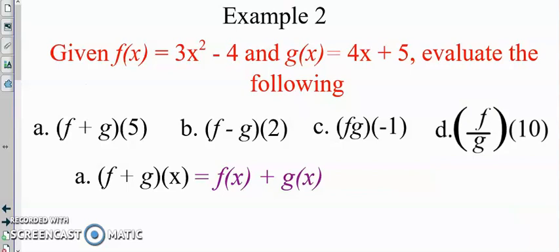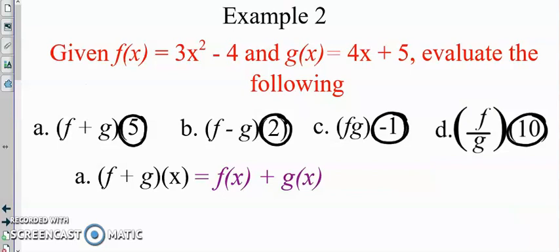And hopefully you can tell looking at it. Your x values here are not x's, they're actual x values. So in other words, we're evaluating these. We are adding them up and then we're evaluating.